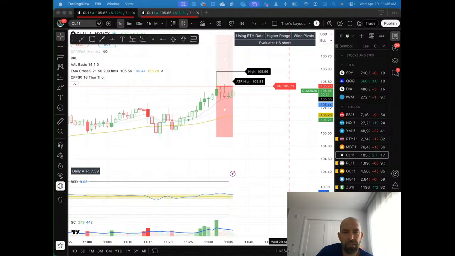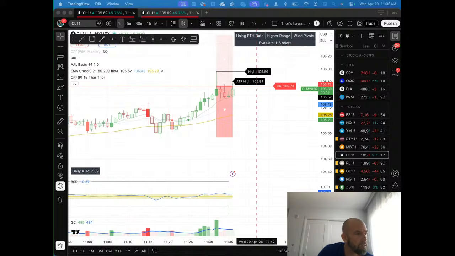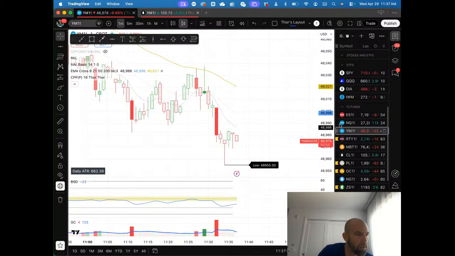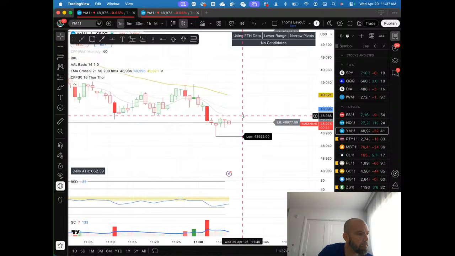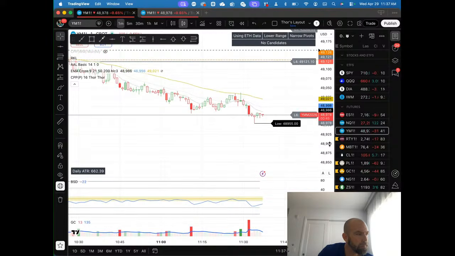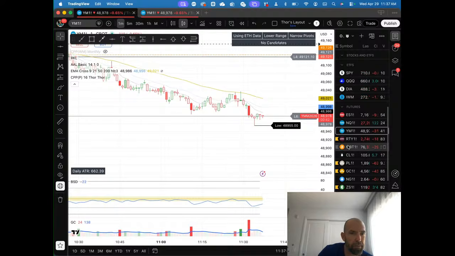CL still seems very strong. NQ's being rude. It's not going anywhere. But it's still a really good short setup. Jeez, YM made it to L6. Good job. I'm so annoyed by it, though.